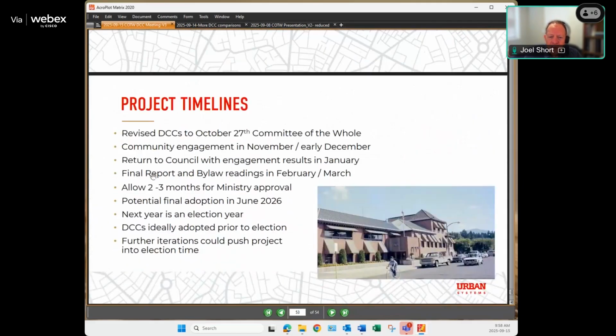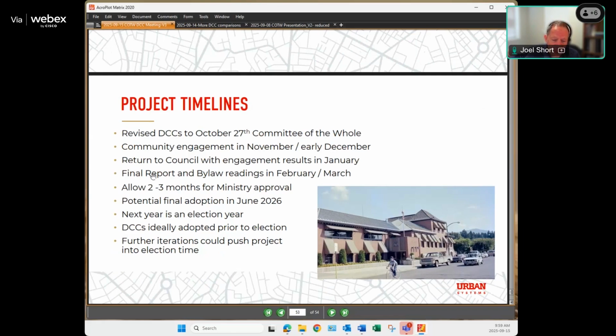And then in terms of the project timeline, we were aiming to get the revised DCCs to the October 27th committee of the whole, if there's time. If there isn't, we might have to find another time slot. Then community engagement in November, early December, and return to council with the engagement results in January. And then final report, bylaw, and readings in February, March. Then you get about 2 or 3 months for ministry approval and potential final adoption, say in June.